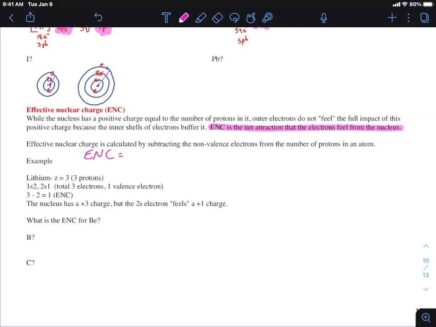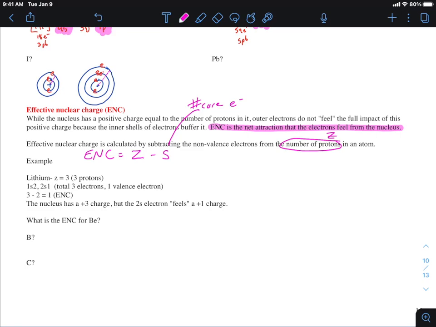It is Z minus S. Z is the number of protons, and S stands for the number of core electrons. You remember that for any element, we can write out its SPDF notation, and we can identify which are core electrons and which are valence electrons.